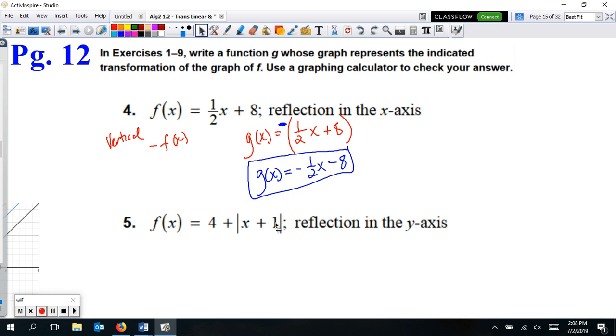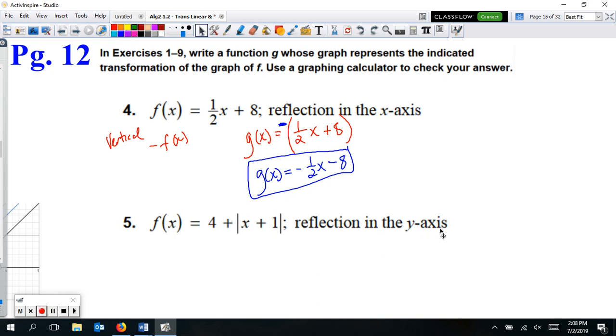All right, when we come to number 5, we see an absolute value function, because you have the absolute value signs. A lot of times we see the 4 behind the absolute value. That's okay. We could flip this around. We could put the absolute value first and then put plus 4 behind it. But what we want to pay attention to is that it's a reflection, which means we're going to multiply by -1.